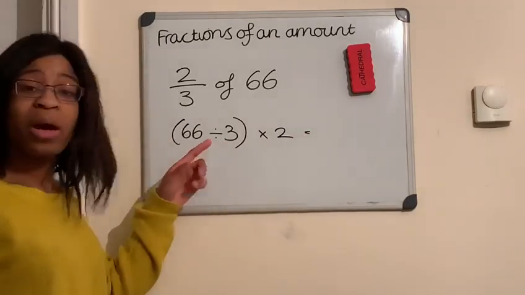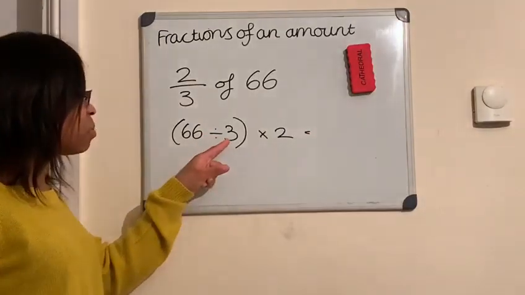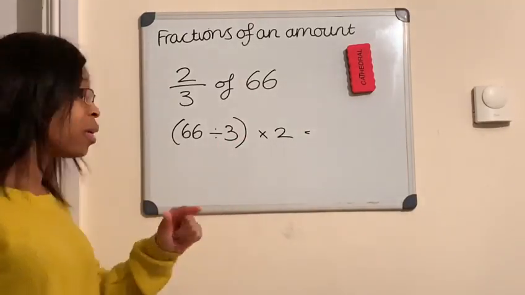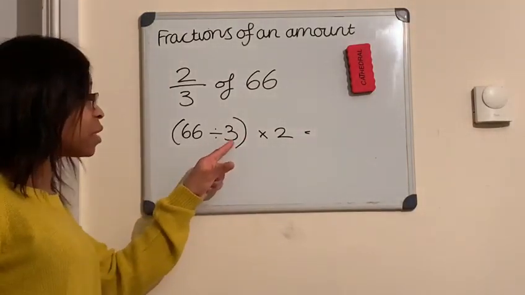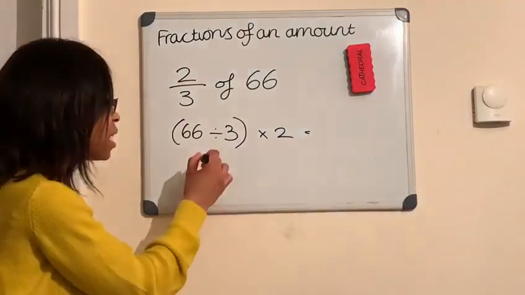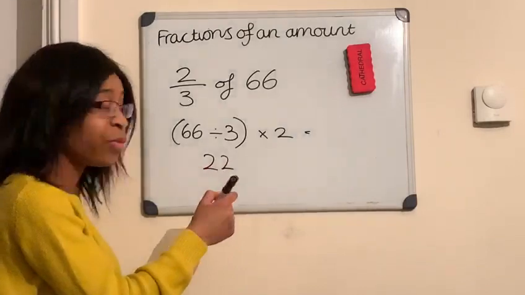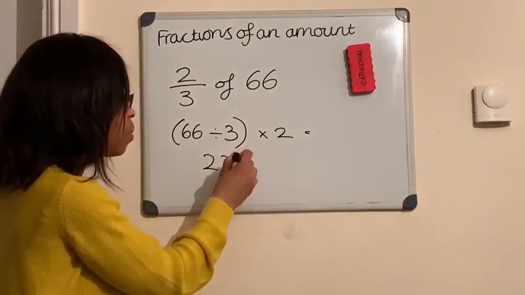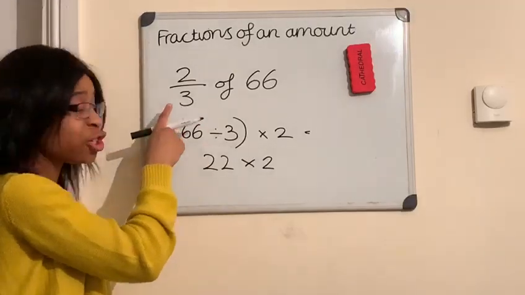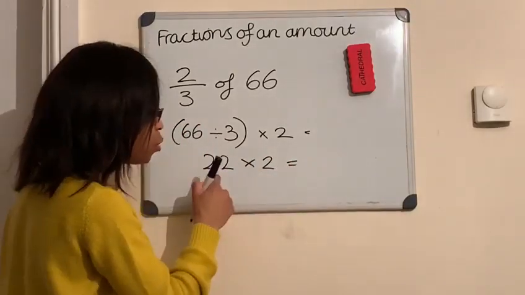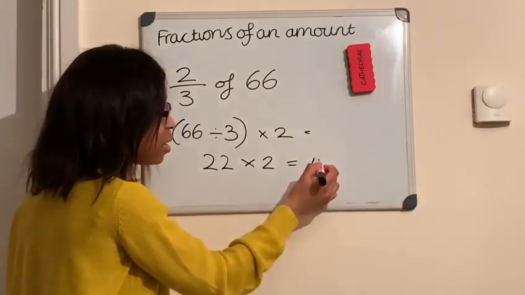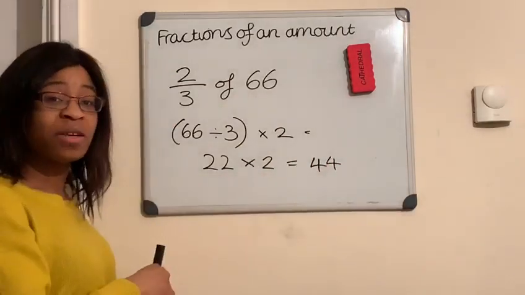Okay, so again, how many times does 3 go into 6? 3, 6, that's 2. And again, how many times does 3 go into 6? 3, 6, 2 again. So that means that it's 22. Now that number, we're now multiplying that by the numerator, the top number on the fraction. So 22 times 2, we're just doubling it. And that means that it would come to 44.